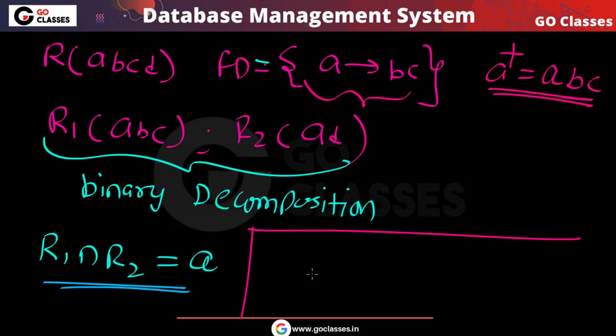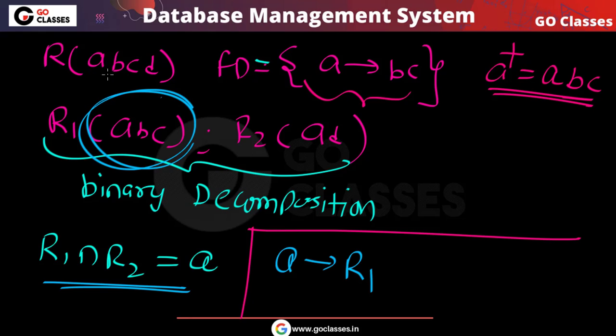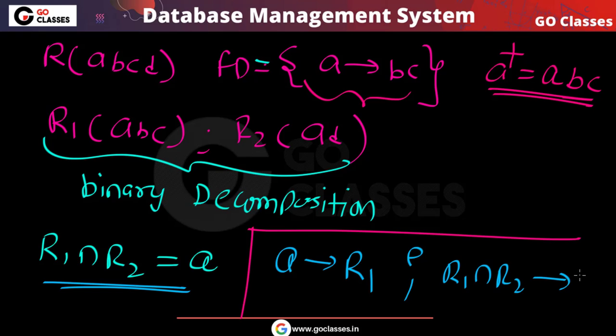So I can say that A is a super key in relation R1, because in R1 we have three attributes ABC, and A can determine every attribute in R1. So R1 intersection R2 is a super key in R1. That is the reason we can say that this is a lossless decomposition. So the answer is that this is a lossless decomposition.